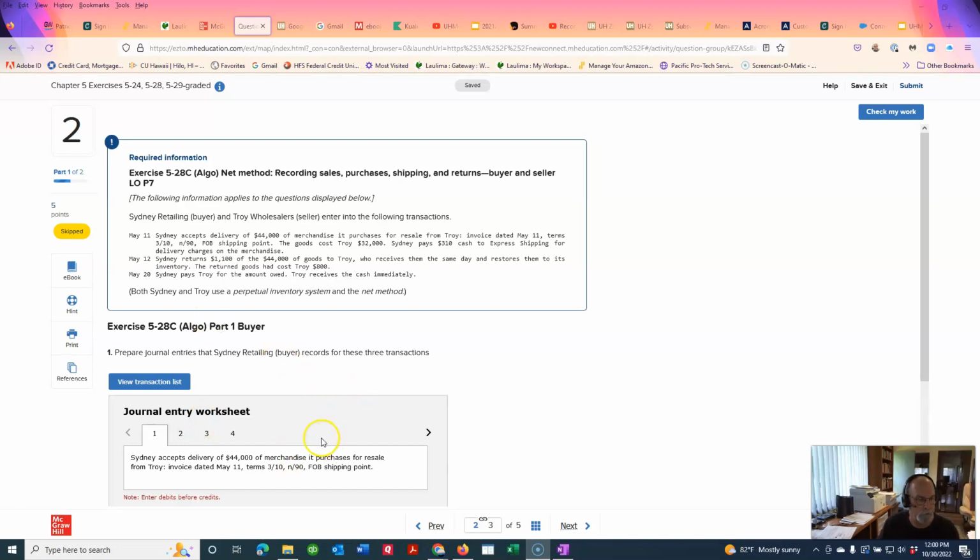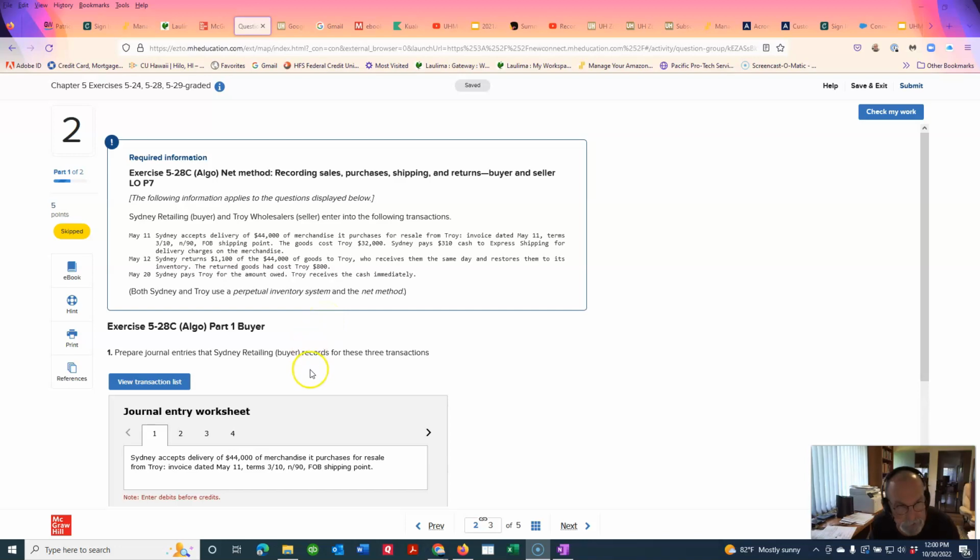Okay, let's see if we can get through exercise 5-28C, which is on the net method for recording sales, purchases, shipping, and returns for both buyer and seller. This is, of course, Chapter 5 on merchandising. So we start at the top.